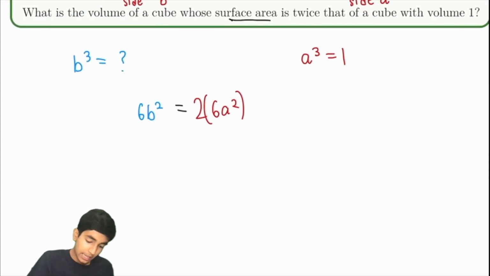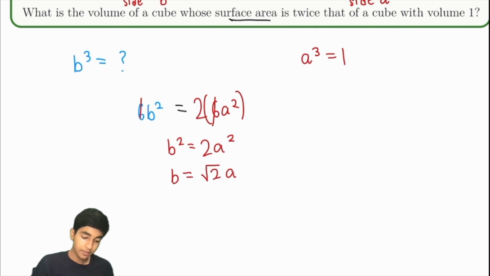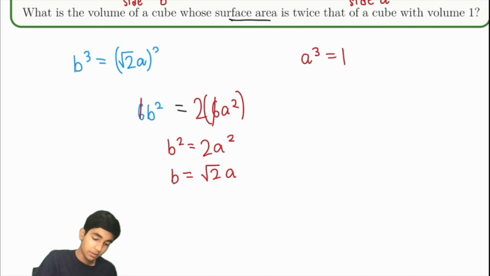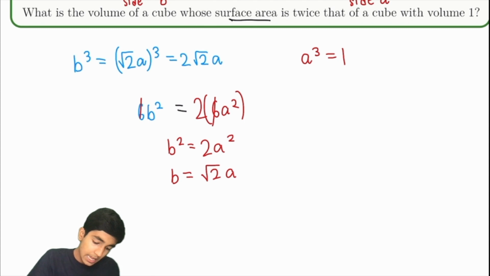Cool, so now we can cancel out 6 from both sides. We get B squared is 2A squared. Now we can take the square root of both sides to get B is root 2 times A. And now we can plug it in over here. That means B cubed is root 2 A, cubed. And root 2 cubed is just root 2 squared times root 2, which is 2 root 2. So 2 root 2 A cubed. Oh, aha! A cubed is 1. So this is just 2 root 2. And we have our answer.